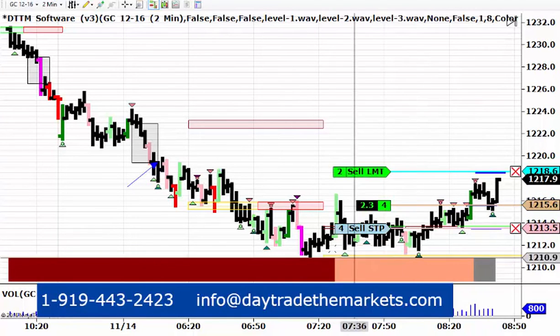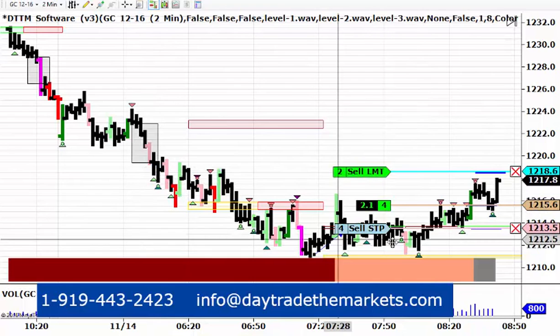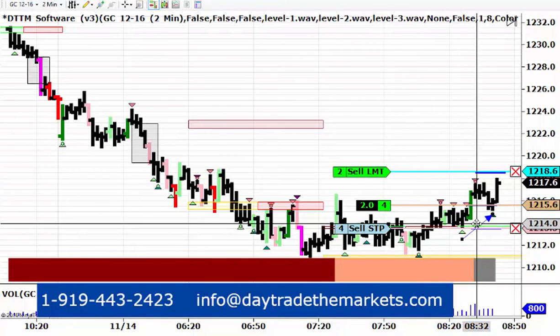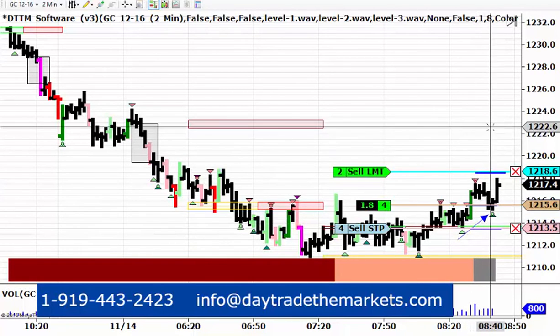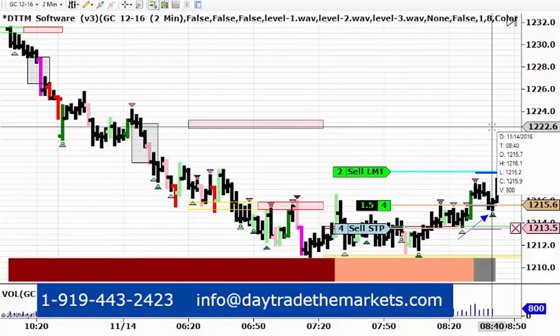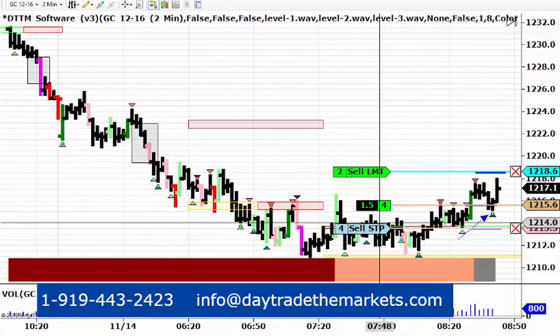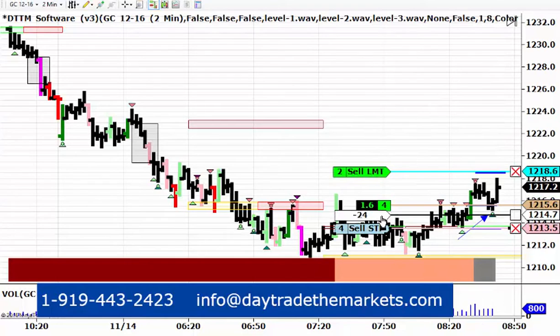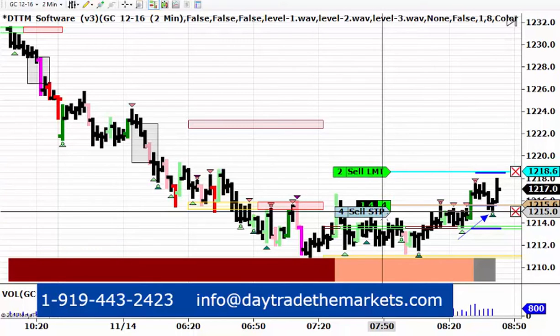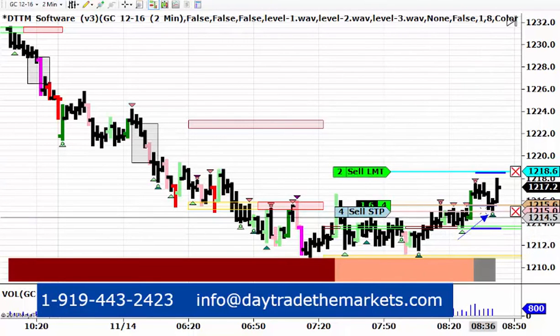Okay, restarting the recording here. We did have this dip into here. It hit as low as 1215.20, so I'm going to raise the stop to 1215. Right there at 12.15, so we have a 6-tick risk on this trade at this time.